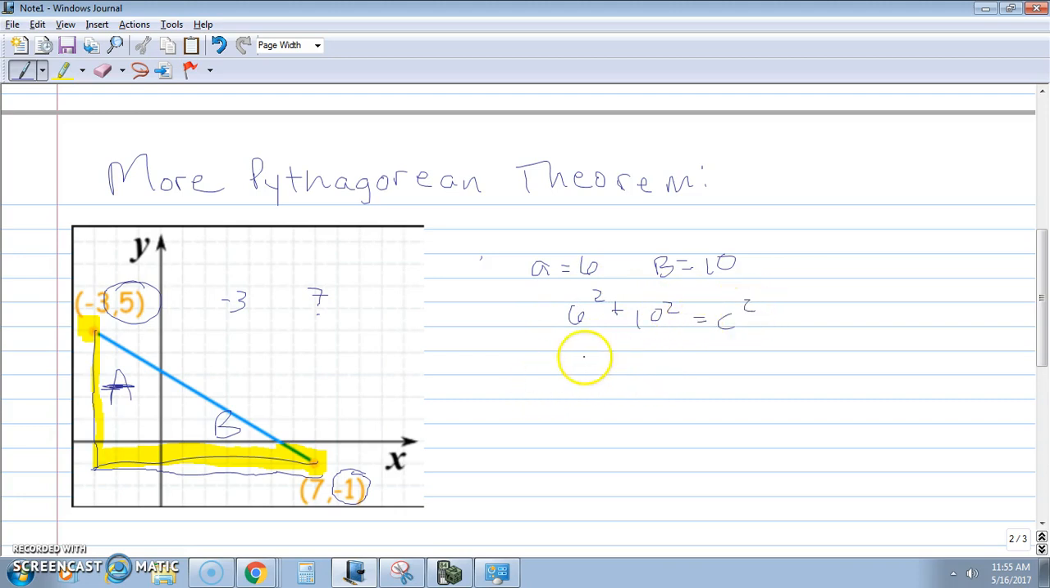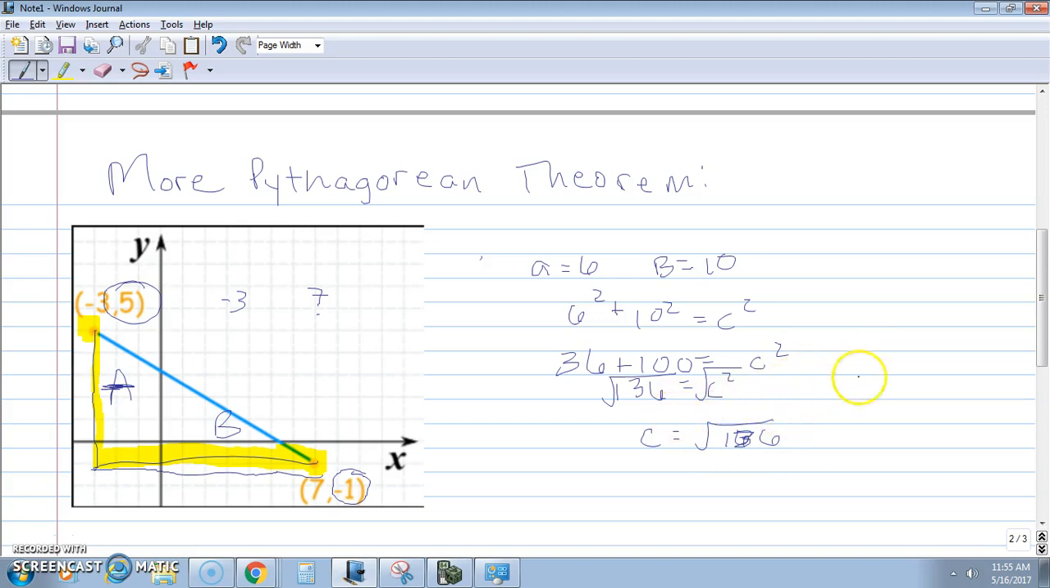So then, if we want to know c, we have 6 squared plus 10 squared equals c squared. 6 squared is 36 plus 100 equals c squared. So 136 equals c squared. So you take the square root of both sides, and you get c equals the square root of 136. And you can put that into the calculator to get an answer, or simplify it, but we haven't done that yet.